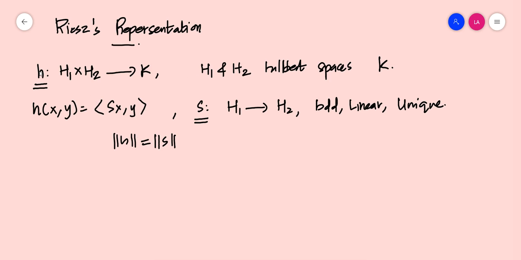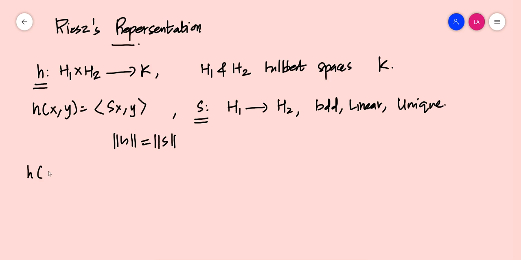Every sesquilinear form defined from the Cartesian product of two Hilbert spaces onto a scalar field can be identified with a bounded linear operator, and that bounded linear operator should be unique, meaning associated with every sesquilinear form there should exist a unique bounded linear operator. There should not exist more than one bounded linear operator associated with a particular sesquilinear form. This was the idea.